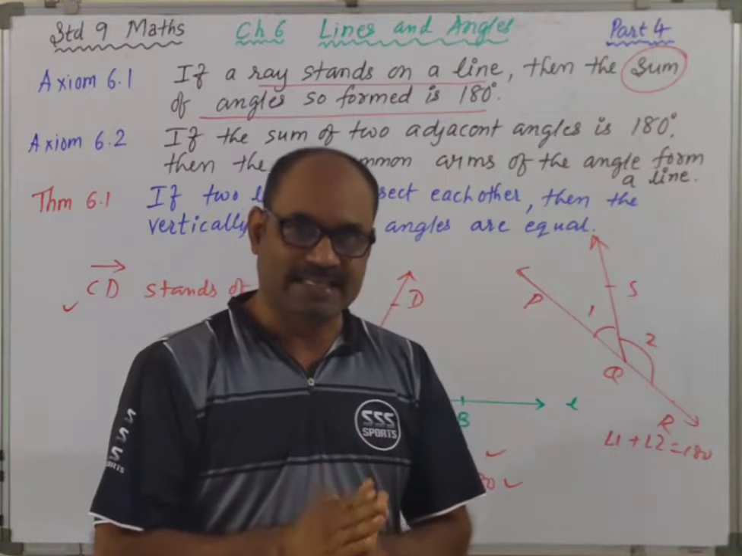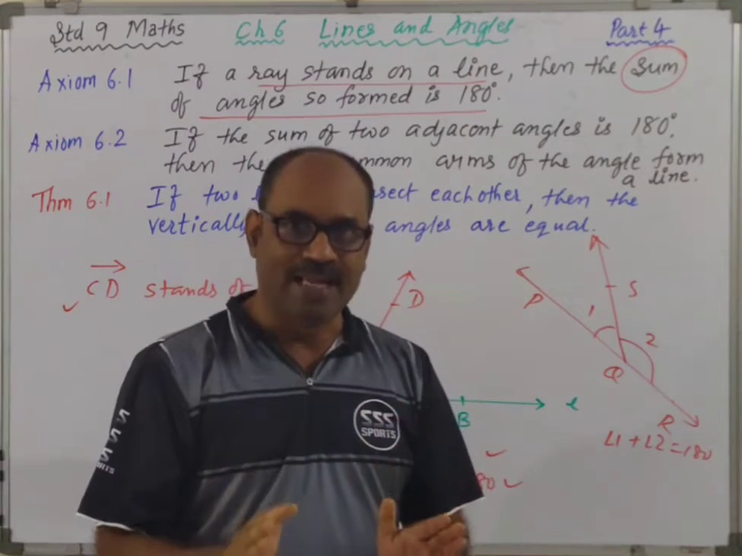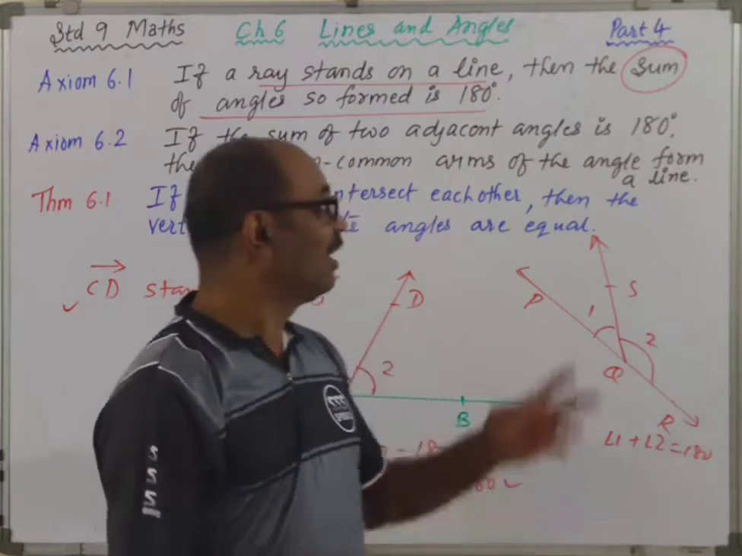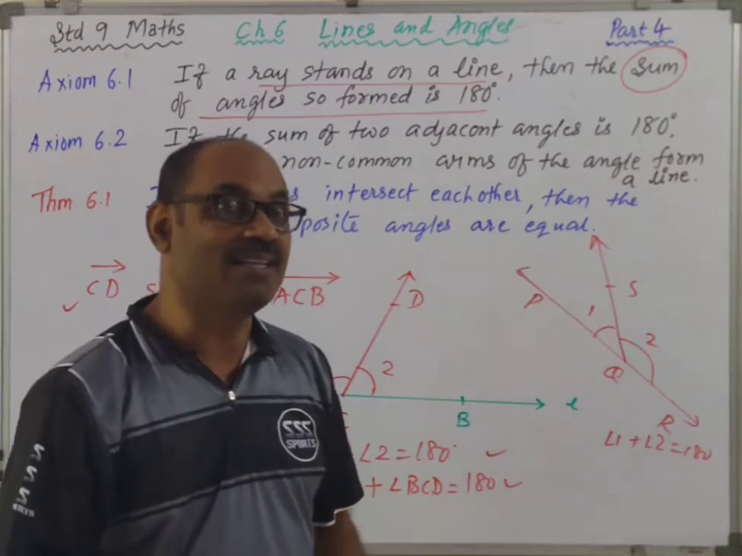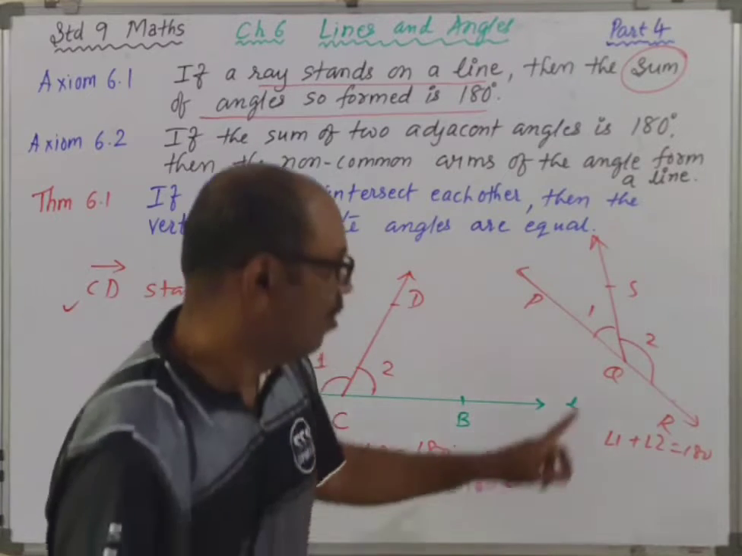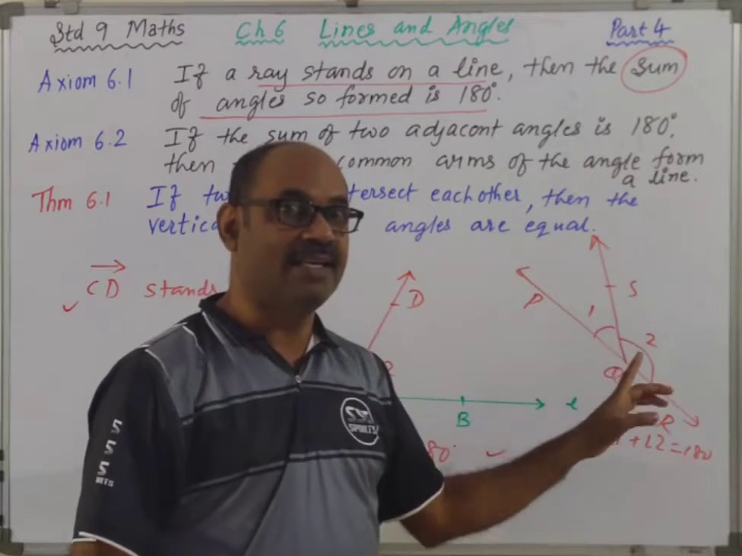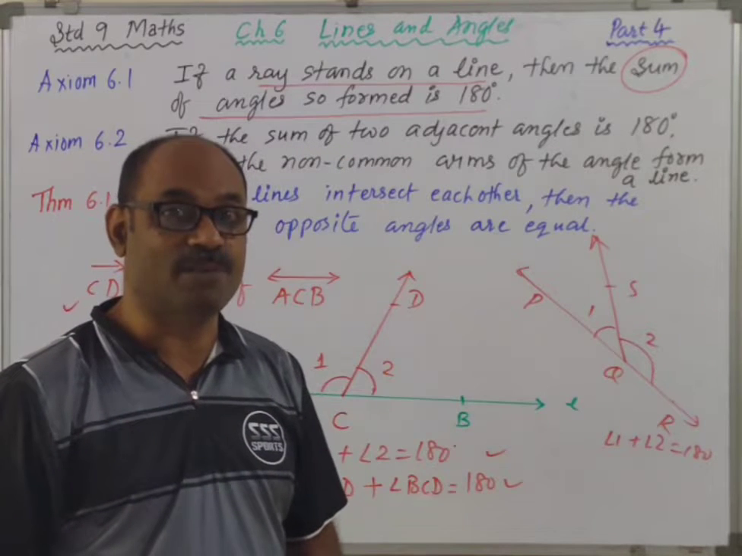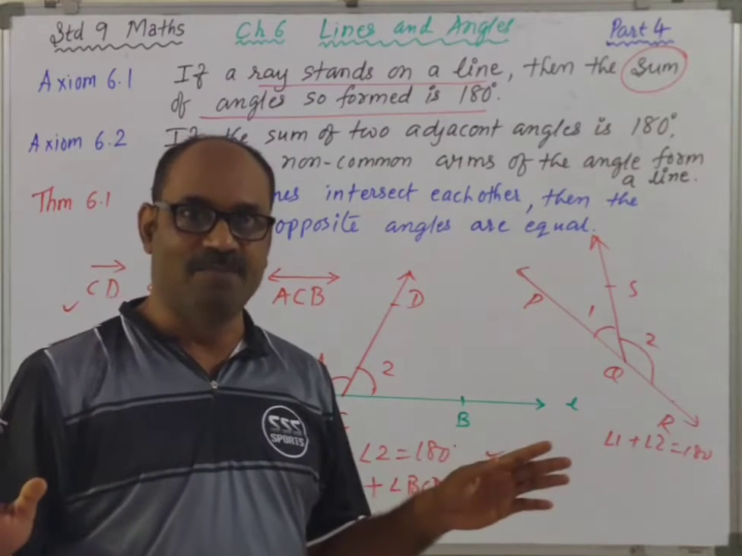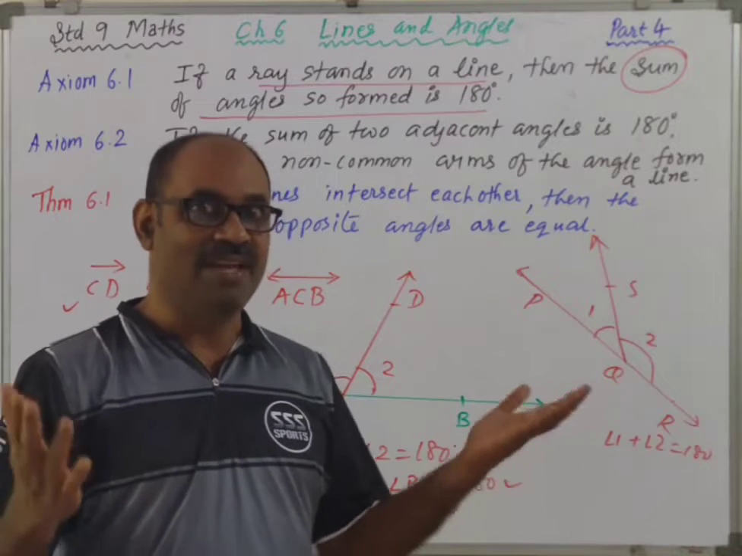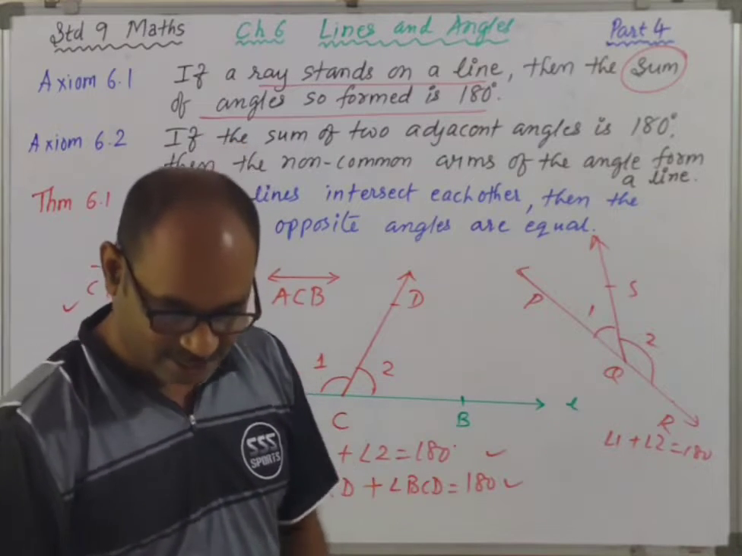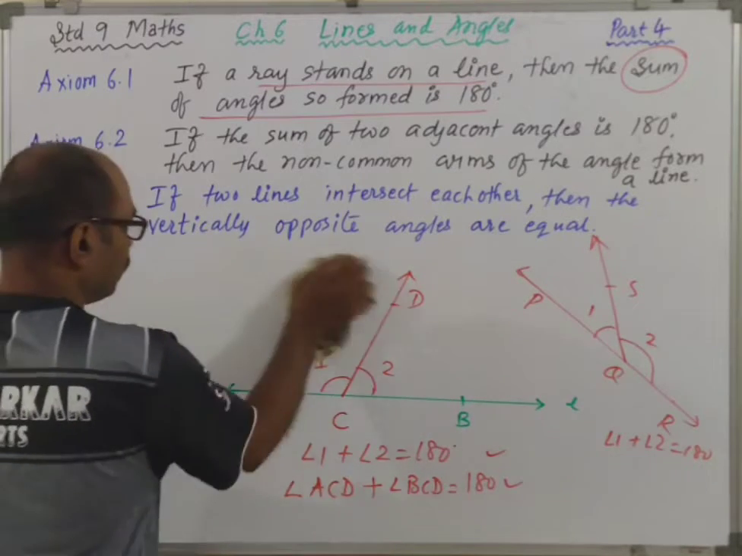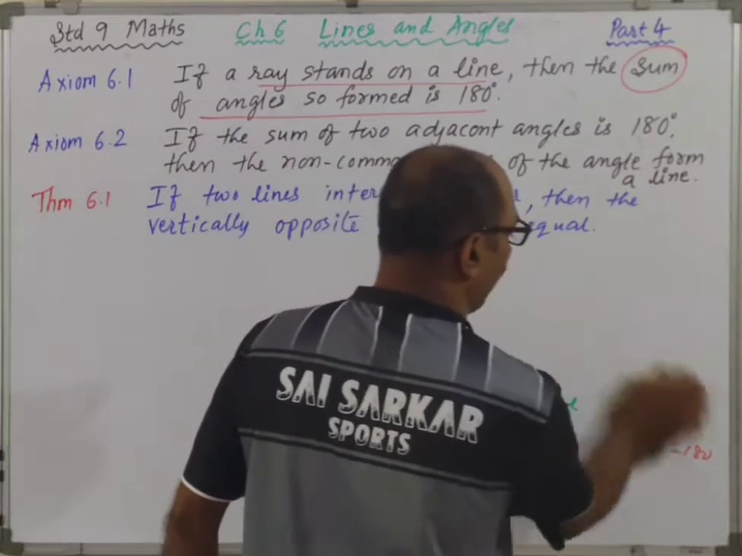In short, when a ray stands on a line, 2 angles are formed whose sum of measure is always 180. So you can say supplementary. The angles formed when a ray stands on a line are always supplementary. That is the statement of axiom 6.1. And since it is an axiom, it is a universal truth and we accept it without proof. Clear to you?